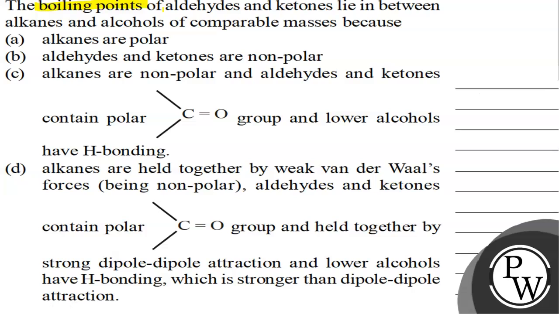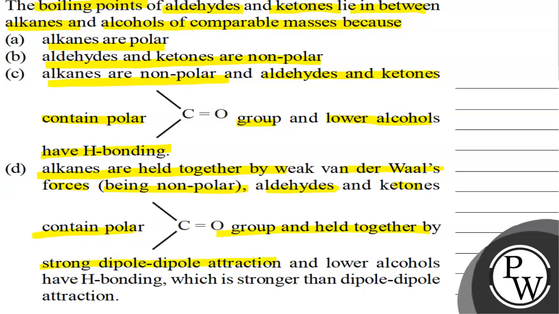The boiling points of aldehydes and ketones lie in between alkanes and alcohols of comparable masses because alkanes are nonpolar, aldehydes and ketones contain a polar group, and lower alcohols have hydrogen bonding. Alkanes are held together by weak van der Waals forces, being nonpolar. Aldehydes and ketones contain a polar group and are held together by strong dipole-dipole interaction, and lower alcohols have hydrogen bonding, which is stronger than dipole-dipole attraction.